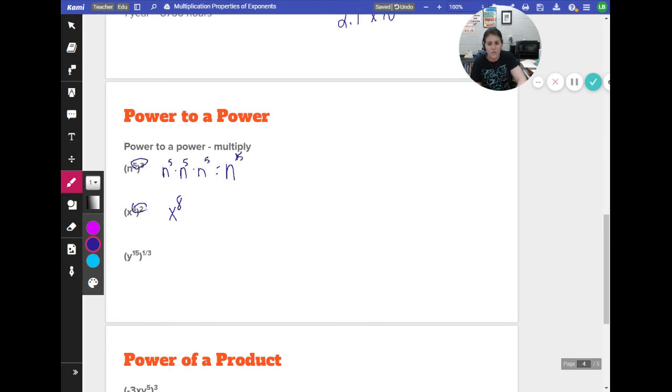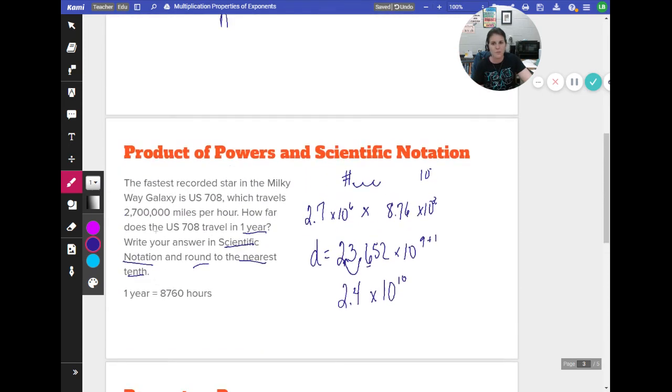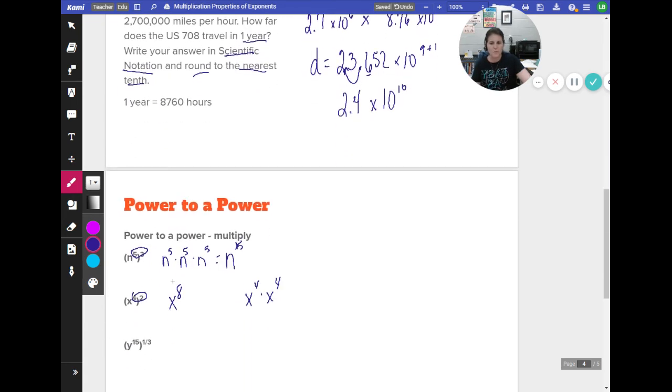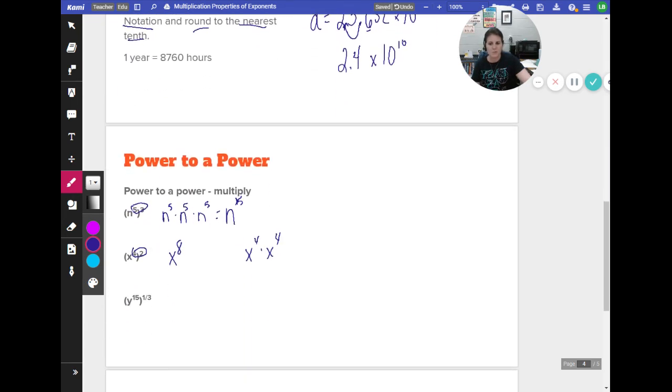X to the fourth 2 times: I have x to the fourth times x to the fourth, which is x to the 8th. So this rule, power to a power, goes hand in hand with the product of powers. In that one we add the exponents. In this one we multiply the exponents, but we multiply them because if I was to write this out twice, then I could add them. It works out either way you go.